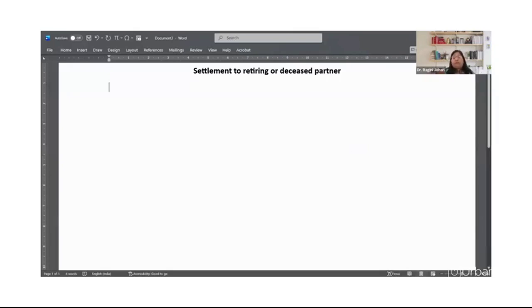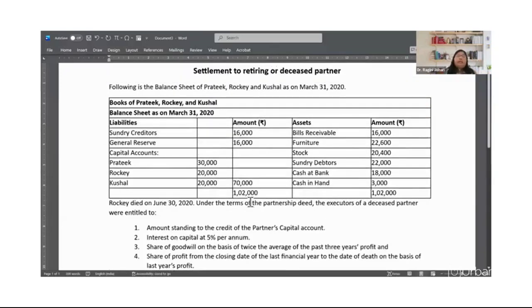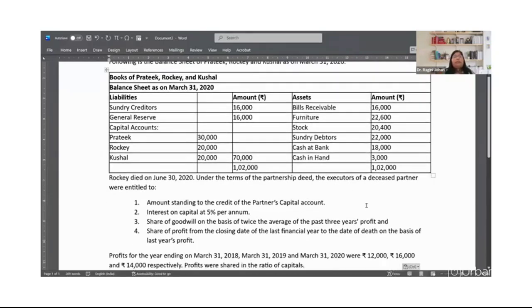Now, for this purpose, certain adjustment entries are needed to be passed. So now we will be taking a question and doing it. Let's take this question here. It says we have a balance sheet of three partners, Pratik, Rocky, and Kusha, as on March 31, 2020. Rocky died on June 30, 2020.